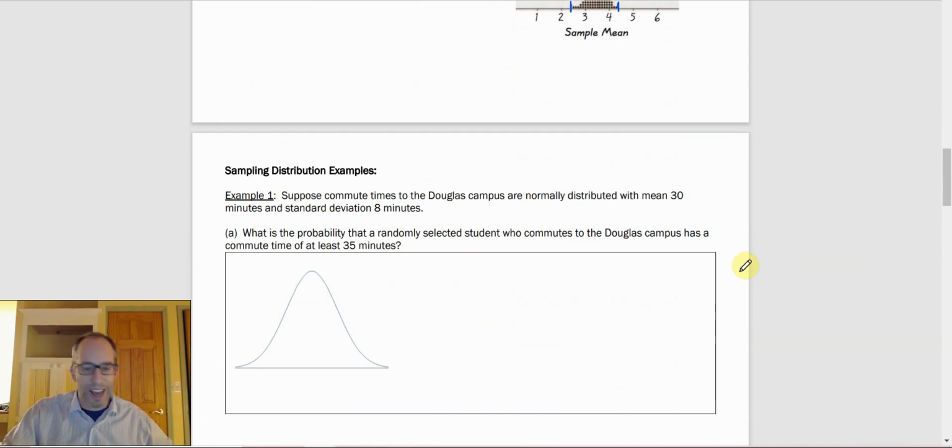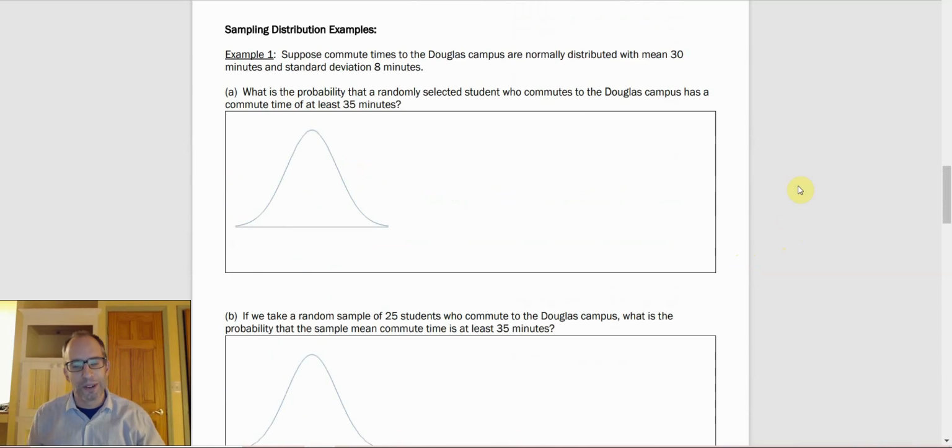And there's going to be some StatCrunch in this too, because otherwise, without that, I guess we would need either a calculator or a table or something. But it's easier to do it with StatCrunch, especially because that's what shows up in the homework anyway. All right, so this is tying back to an example from the last section, but suppose commute times to the Douglas campus are normally distributed with a mean of 30 minutes and a standard deviation of 8.